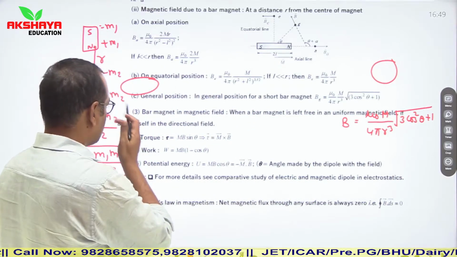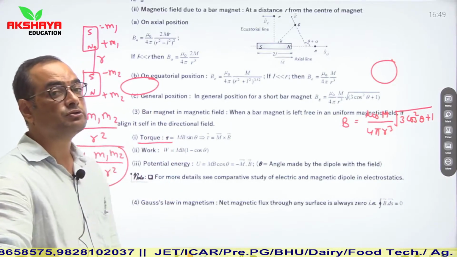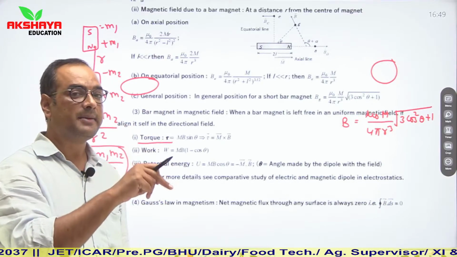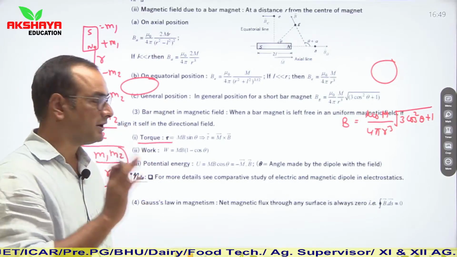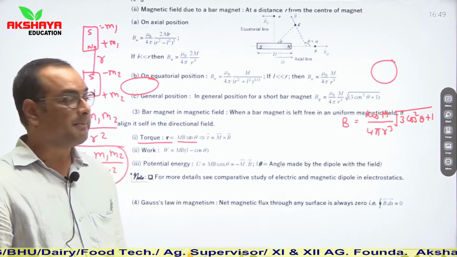So see, torque. In electrostatics, we used to study torque as PE sin theta. So here P is replaced by M, and electric field is replaced by magnetic field. So it will be tau is equal to MB sin theta.